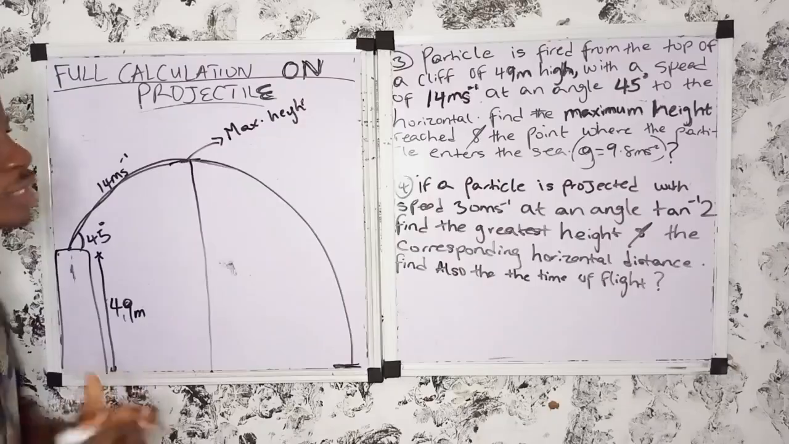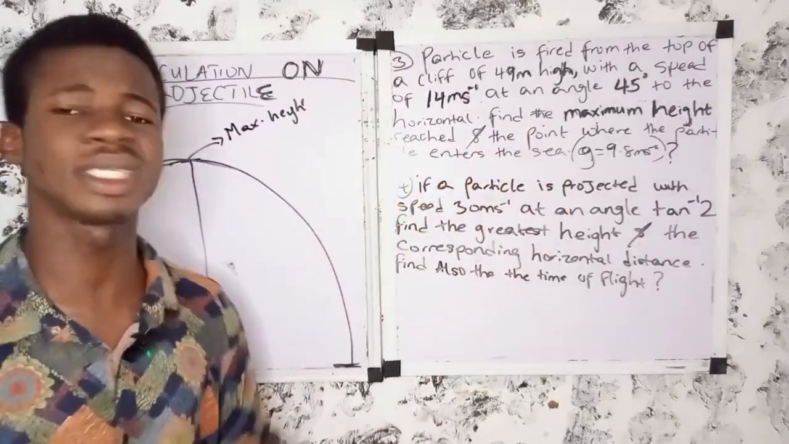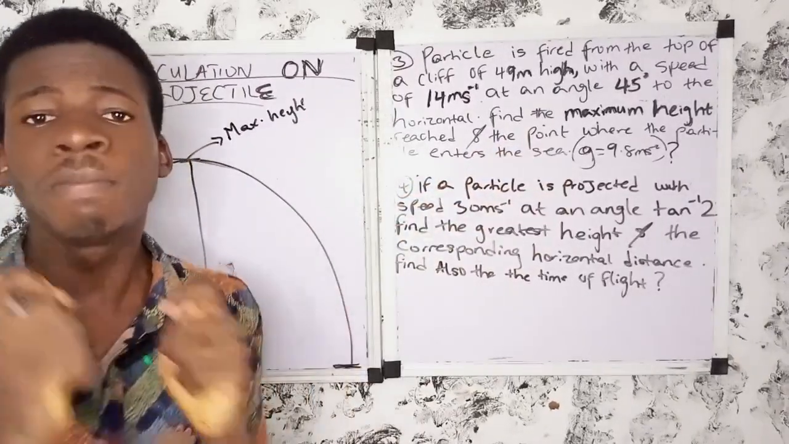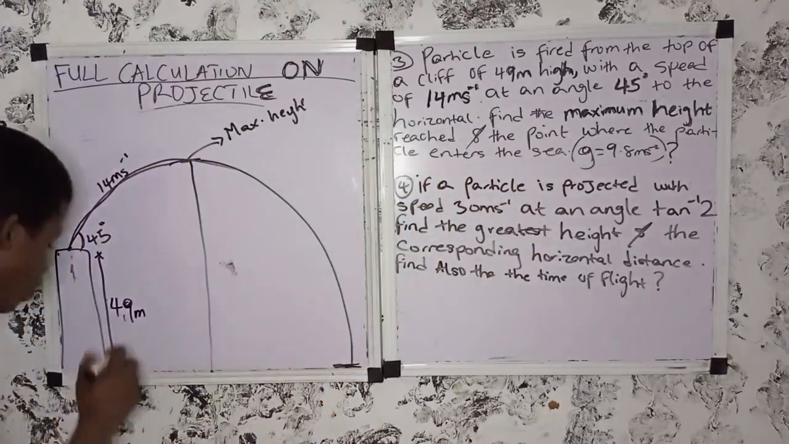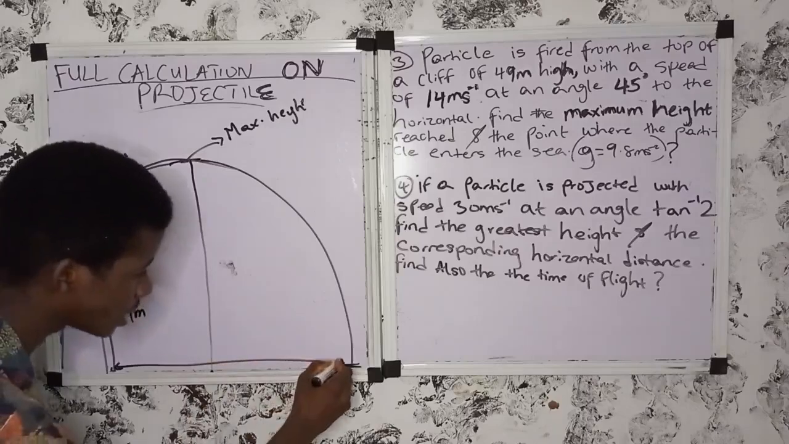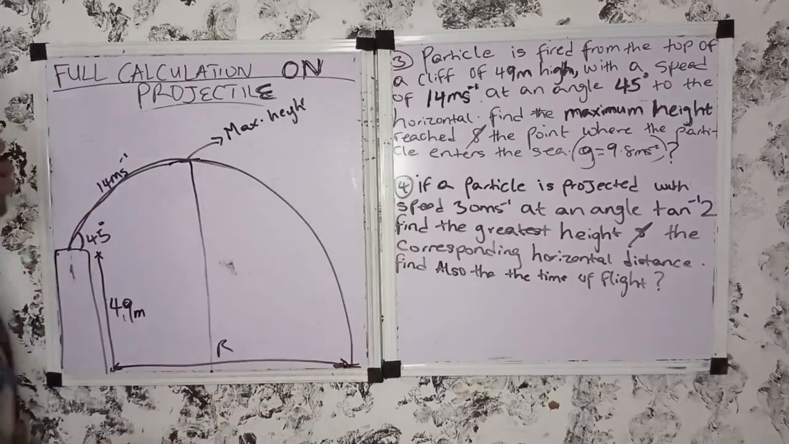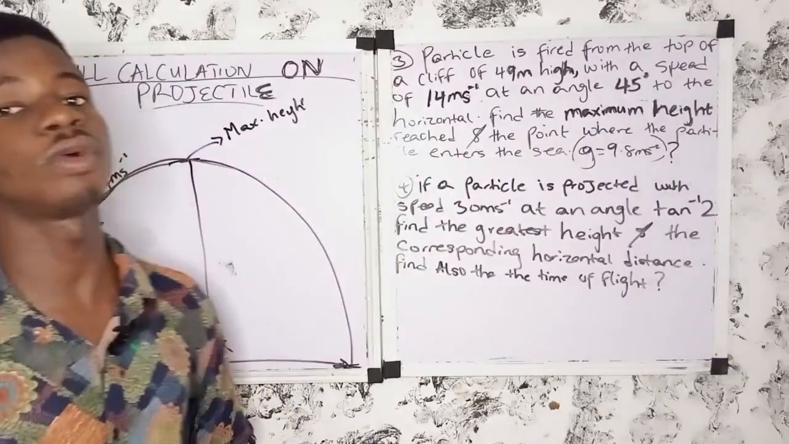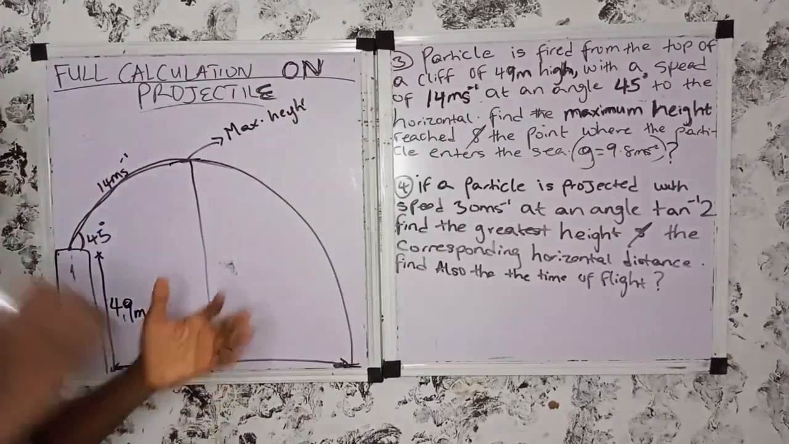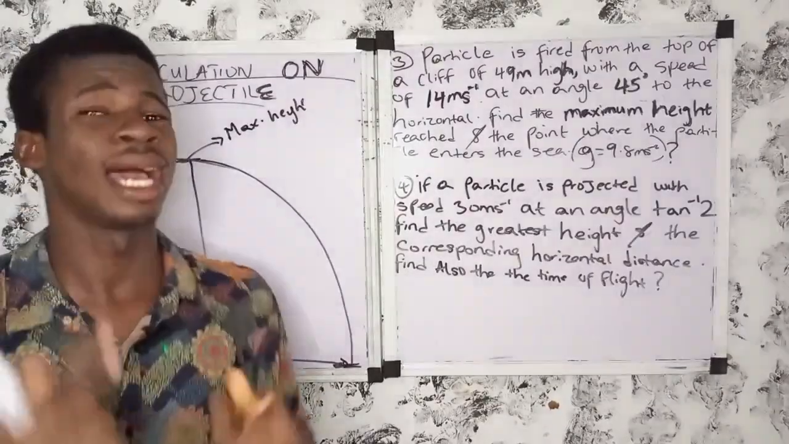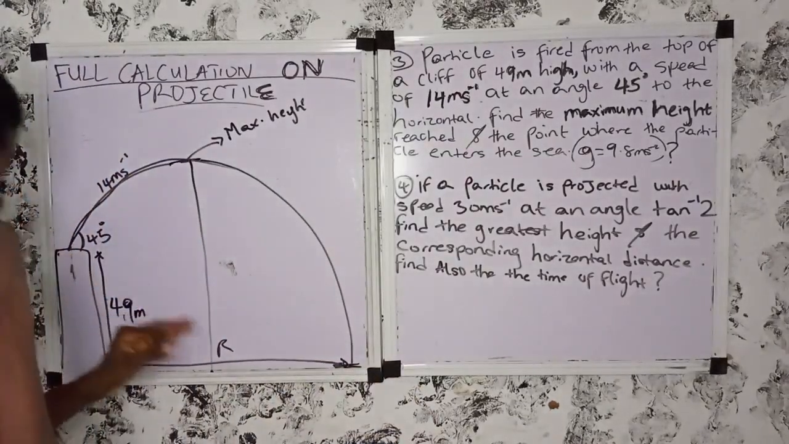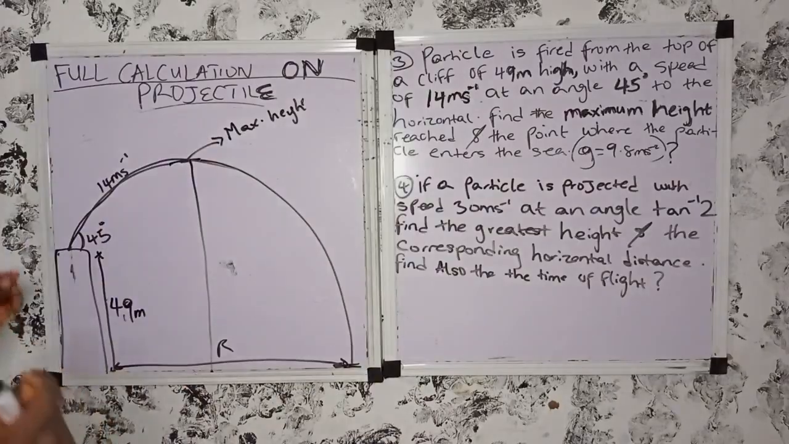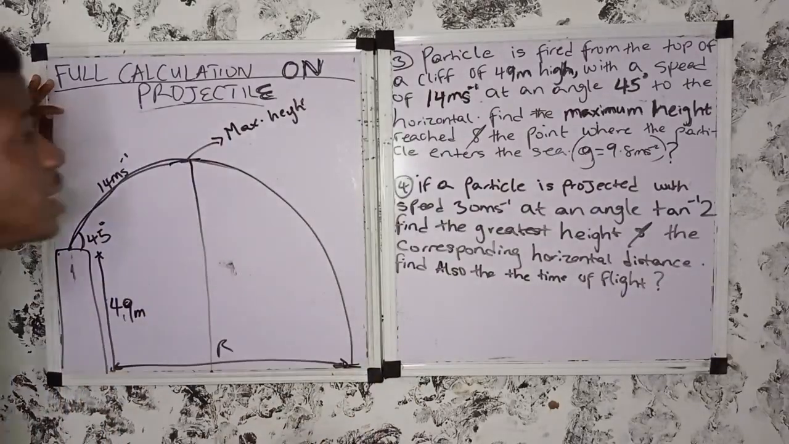Then they're also telling us to look for what? The point where the particle enters the sea. Now, that point where the particle enters the sea, from the point of projection, is known as what? It is known as the range. Okay, so they're asking us to look for two things: the maximum height, as well as the range. So what are we going to do next?